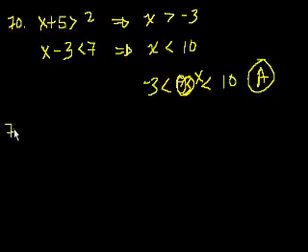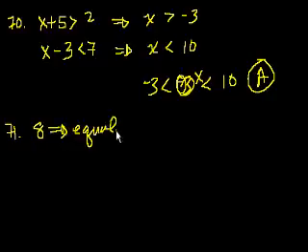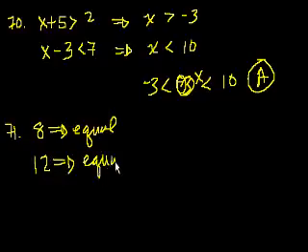Problem 71. A gym class can be divided into 8 teams with an equal number of players on each team, or into 12 teams with an equal number on each team. Fair enough. What is the lowest possible number of students in the class?